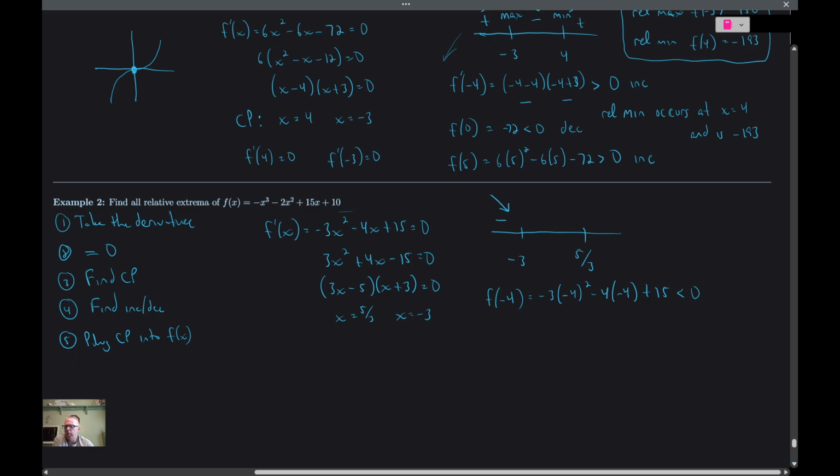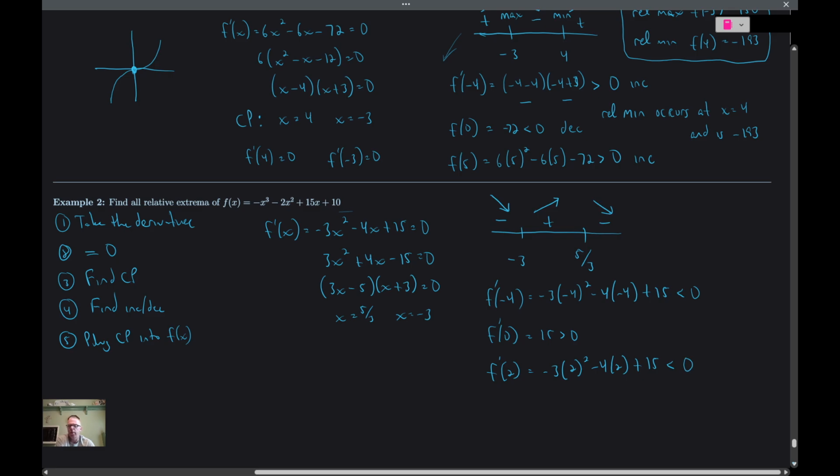Now plug in a number between -3 and 5/3. Let's pick 0. This should say f prime of 0. Plug it in here. We get 15, which is positive. It's going to be increasing. And then pick a number greater than 5/3. Let's just pick 2. So f prime of 2, and I believe this one is also going to be negative.